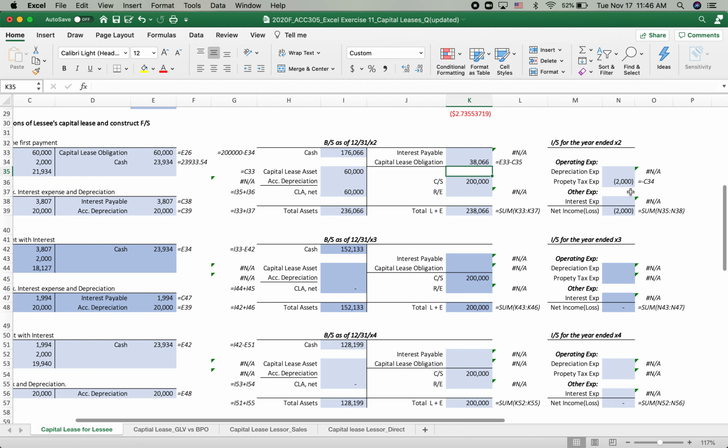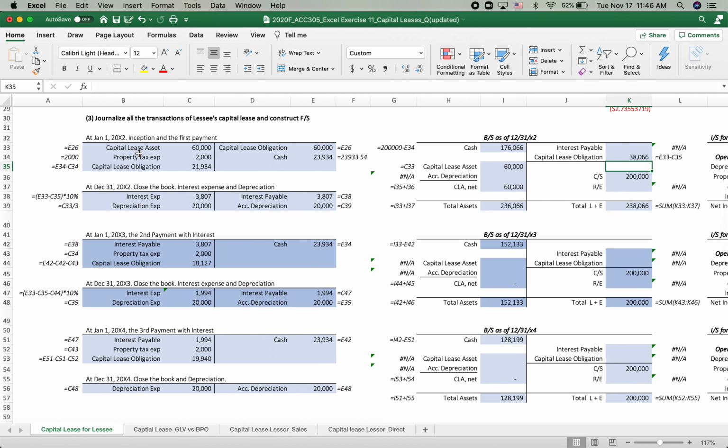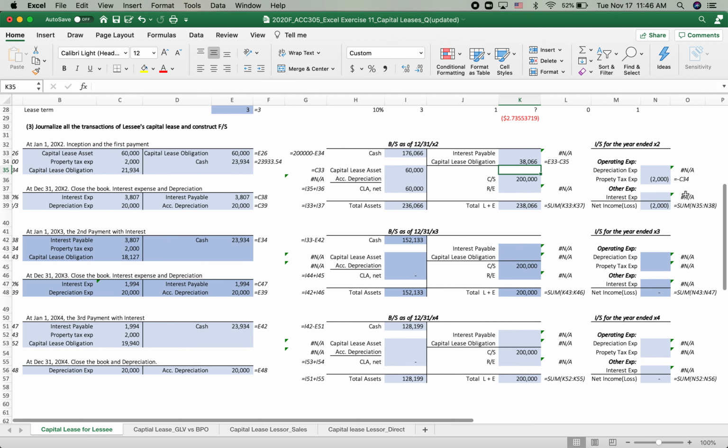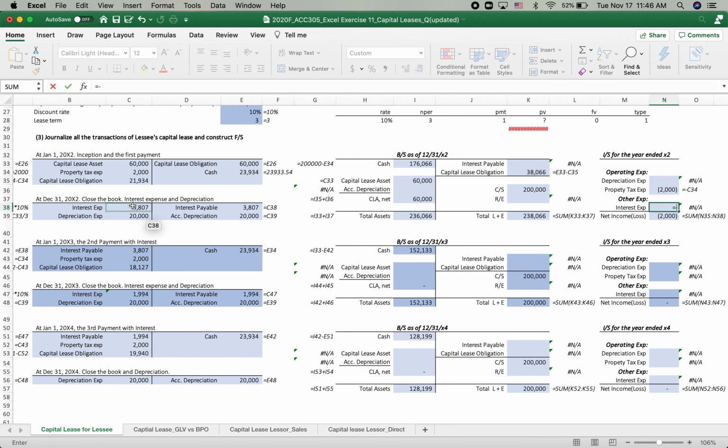Okay, so we balanced out for the first year at inception, and then let's close the book for the first year. Interest expense, how much interest expense? Interest expense is 3,807, and then interest payable until the payment of the next year. Next year the same amount, and then depreciation expense 20,000, and then accumulated depreciation is going to be recognized. So the capital lease asset, the cost is now, the book value is going to be $40,000. And then we have the total net income reduced by 25,807.